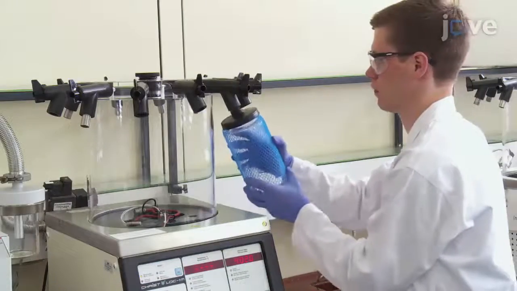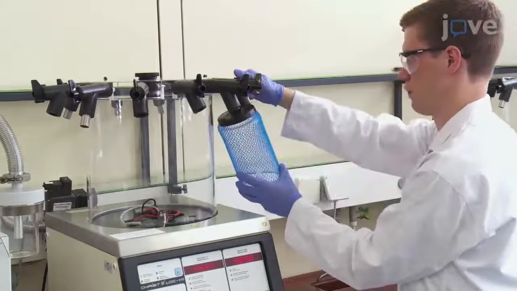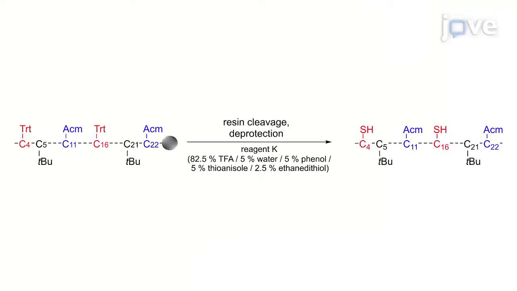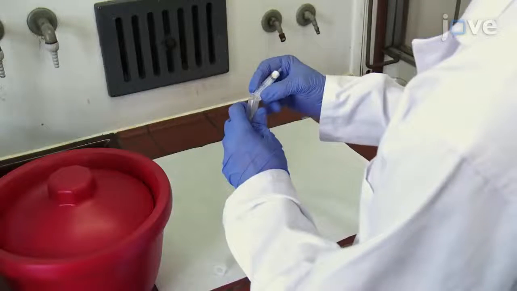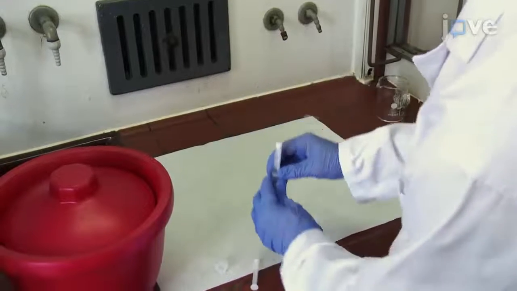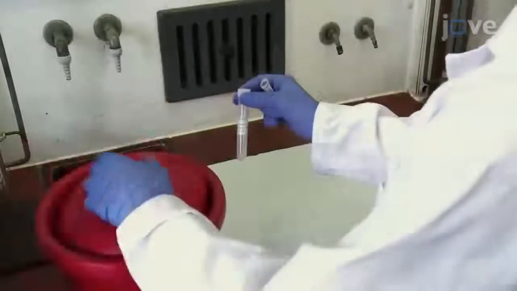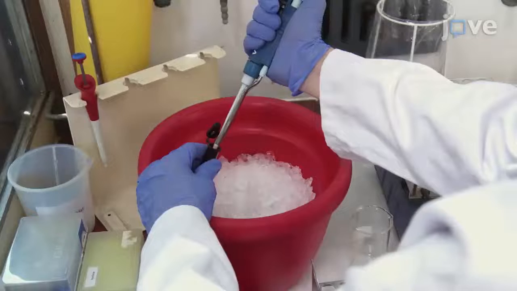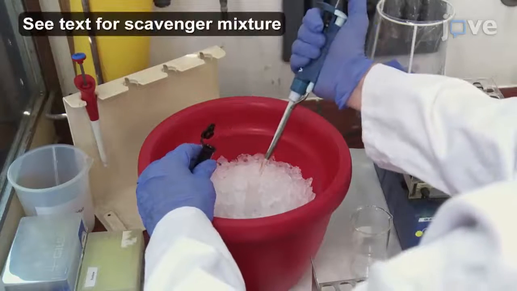After the synthesis is complete, lyophilize the resin overnight. Now, cleave the peptide from the resin and perform deprotection of the side chains. To do so, combine the dried resin in a 12 ml tube and cool it to 0 degrees Celsius on ice. First, add 150 microliters of a scavenger mixture.